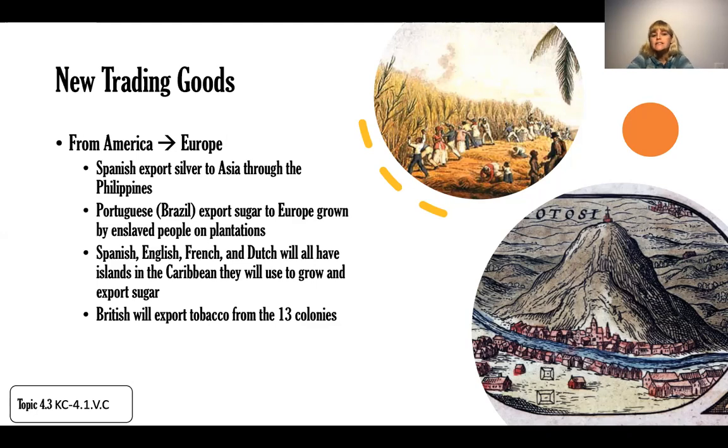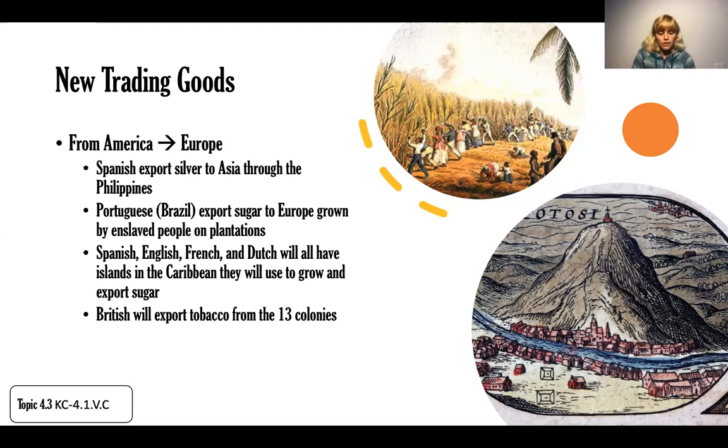Okay, the Portuguese in Brazil. Remember we talked about how the Treaty of Tordesillas split the world in half for the Spanish and the Portuguese, and it essentially forced the Portuguese to take Brazil. Well, Brazil is going to be a very profitable colony for the Portuguese. So, good climate, they're going to be able to grow sugar. Sugar is going to be an important cash crop, so they're going to be able to export sugar to Europe.